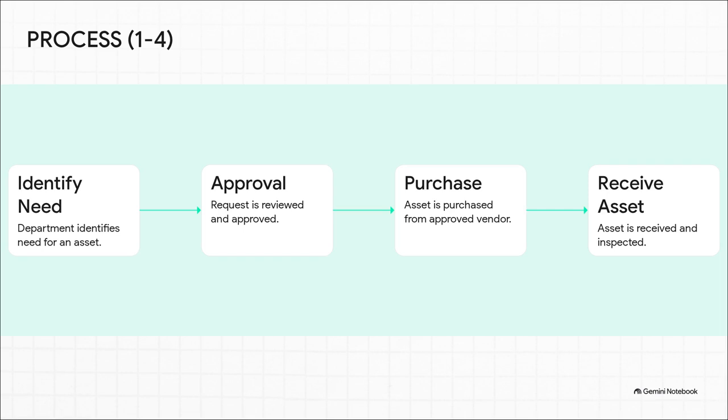Let's walk through the first 4 steps of the actual fixed assets process. Step 1 is identifying a need. Say your IT department needs a massive new server to handle website traffic. Step 2 is getting formal management approval. Step 3, you execute the purchase with an approved vendor. And Step 4, you receive the asset and make sure it's exactly what you ordered.